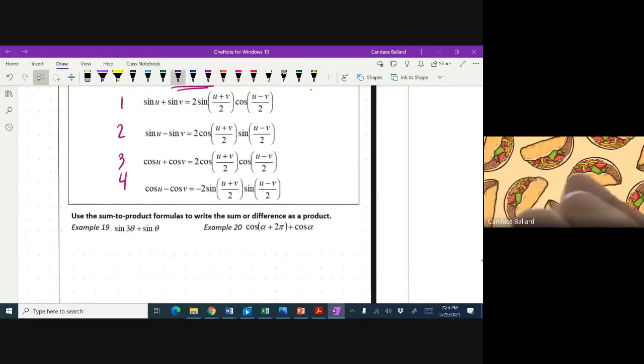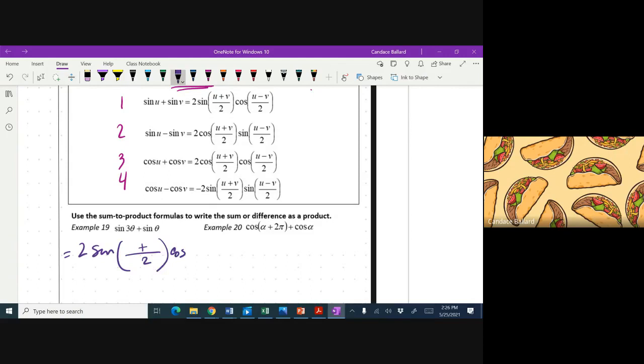All right, so we have, let's see. I always like writing the skeleton of the formula. So I know it's 2 sine of (u plus v) over 2 cosine of (u minus v) over 2. And then I know that this is u and this is v. So I'm going to plop those in: 3 theta for my u and theta for my v.